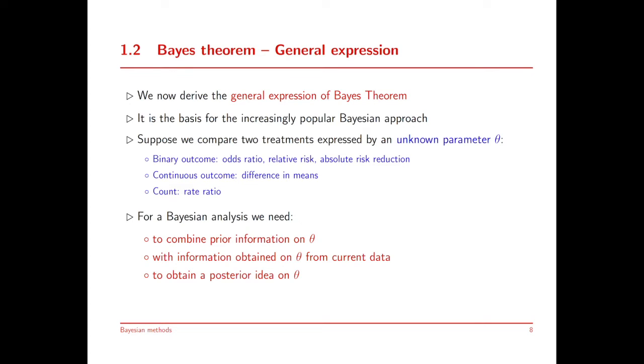Suppose we compare two treatments, which is expressed by an unknown parameter theta. For instance, when we work with binary outcome, we can think of odds ratio, relative risk, or absolute risk reduction. When we work with a continuous outcome, we can think of a difference in means. Now, for a Bayesian analysis, we will need to combine prior information on theta with information obtained from current data on theta, then to obtain a posterior idea on theta.